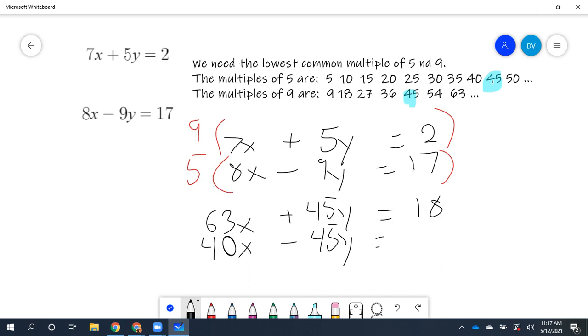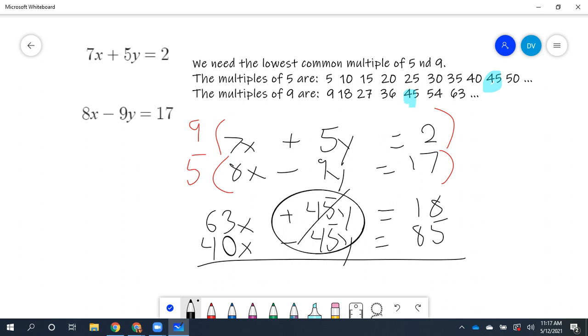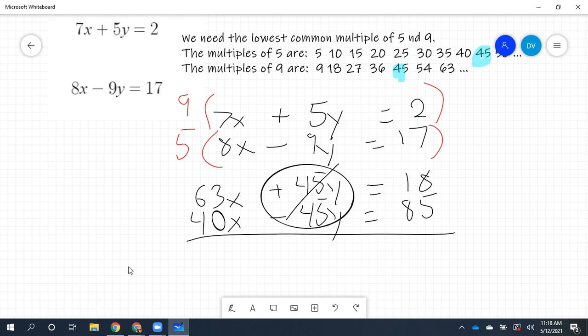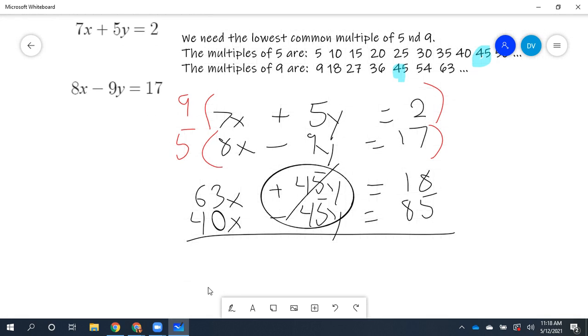Equals 85. And so now when we add everything, won't these cancel? Won't they be eliminated? That's the whole idea. That's the reason we did that. So what's 63 plus 40? I'm thinking 103.